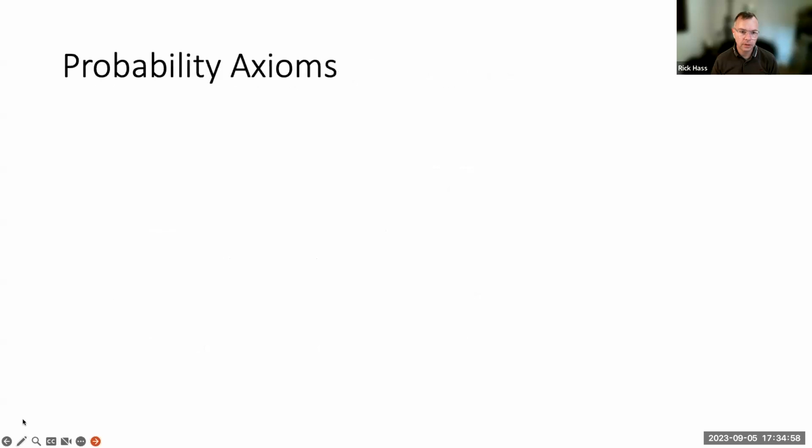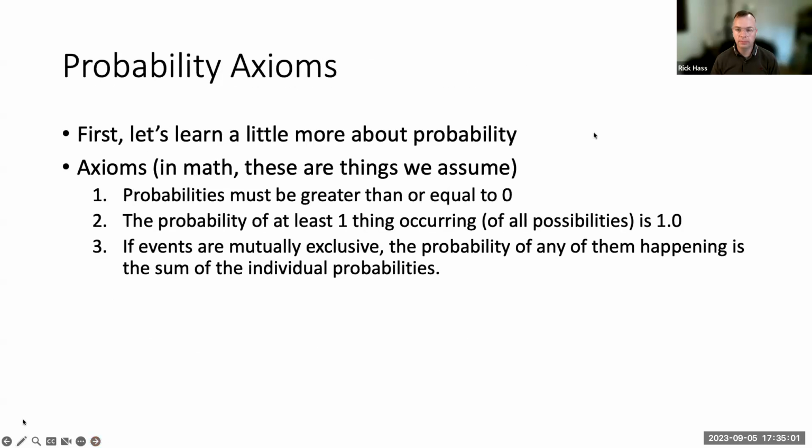Okay? So we're going to learn a little bit about probability in the abstract, which is often a little bit difficult for some people, but we're going to do our best. Probability, like other areas of mathematics, starts with axioms, which are things that we assume to be true without needing any proof. So with probabilities, there are 3 foundational axioms. The first one is that probabilities can only be 0 or greater than 0. They can't be negative.